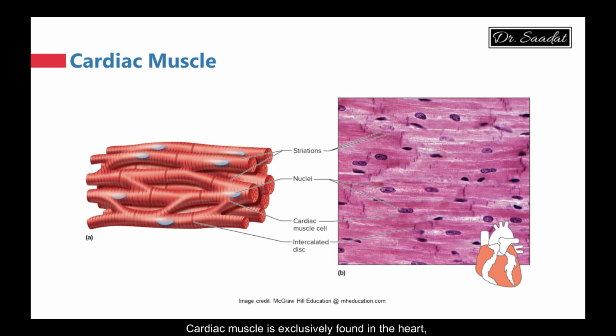Cardiac muscle. Cardiac muscle is exclusively found in the heart, forming the muscular walls of the chambers of the heart. Cardiac muscle is striated like skeletal muscle, but it has short branching fibers interconnected by a structure called intercalated discs. These discs allow for coordinated contractions of the heart as a unit.